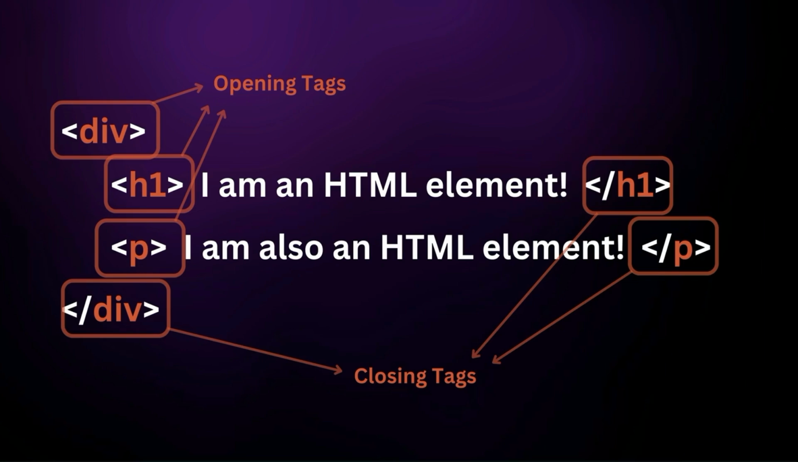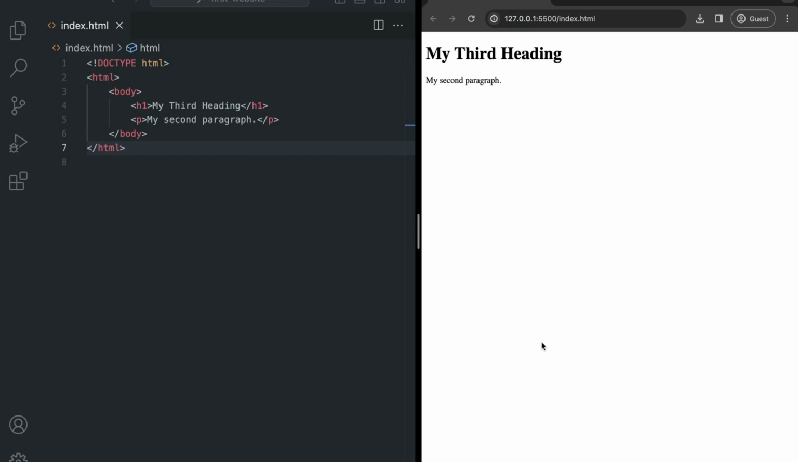Inside our paragraph element, we also have a text. But inside our div element, we actually have two elements, the header 1 and the paragraph element. And a website is nothing more than a set of all of these elements wrapped inside one another. Okay, so let's start by understanding the structure of an HTML document.